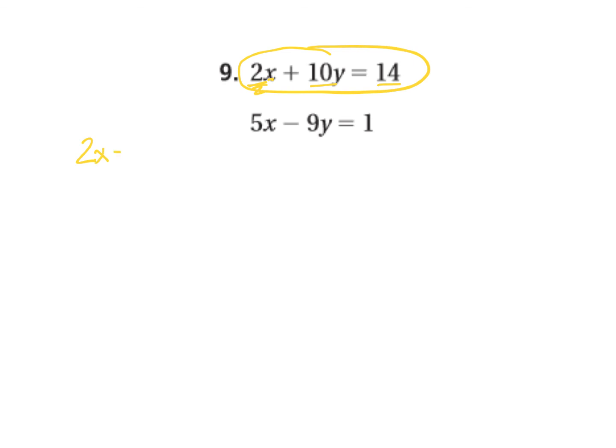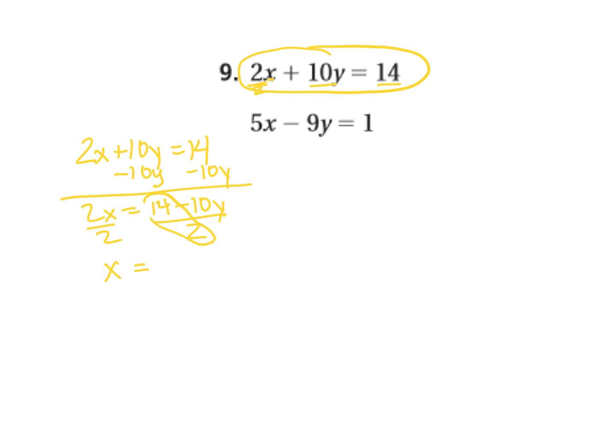So 2x plus 10y equals 14. You're going to kind of put it into slope-intercept form, only with x in front. So I'm going to subtract the 10y. So I get 2x equals 14 minus 10y. And I'm going to divide by 2, which gives me my x all by itself. 14 divided by 2 is 7. 10y divided by 2 would be a negative 5y. So here's my expression for x.